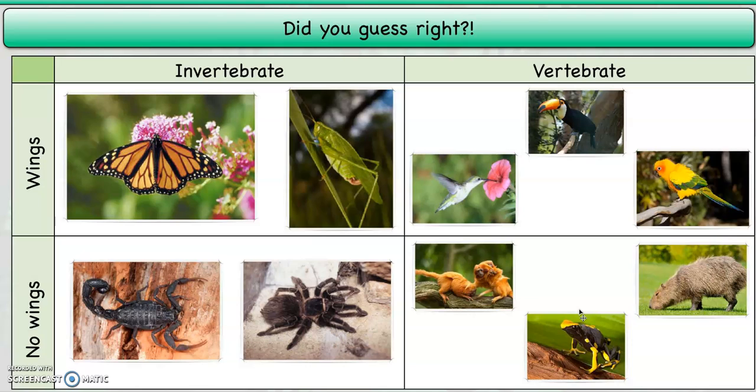So now I'm going to allow you to move on to your independent activity and think about those criteria. Think about what are the similarities, what are the differences, so that you can group and classify these different species of animals. So good luck with your independent work.